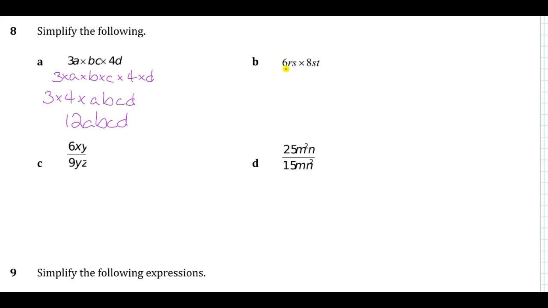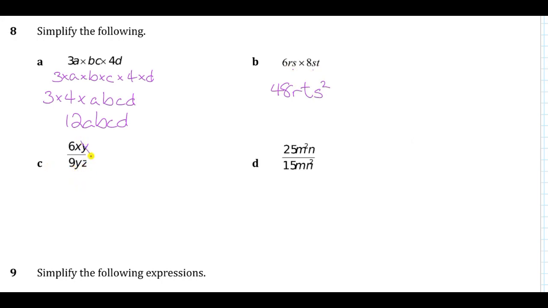For part B, again, it's all product, but I can see there's an S and an S. So 6 times 8 is 48. There's only one R. There's only one T. But there's S times S, which is S squared.